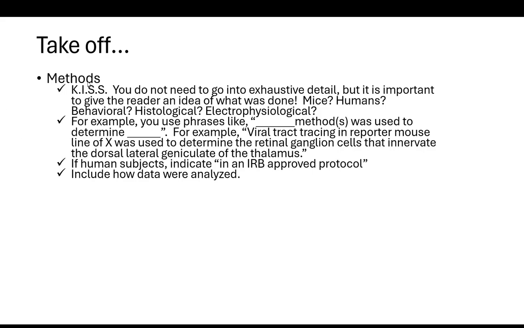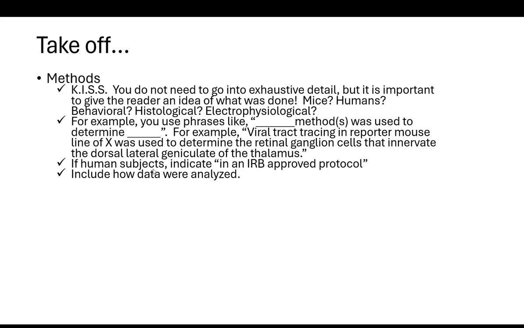So you want to give a couple of methods using the KISS method. Keep it simple, stupid. You don't need to go into exhaustive detail, but you want to give the reader an idea of what was done. Did you use mice or humans? Was this behavioral, histological, electrophysiological? For example, you might use phrases like, blank method was used to determine blank. Like viral tract tracing and a reporter mouse line of X was used to determine the retinal ganglion cells that innervate the dorsolateral geniculate of the thalamus, right? So this is jam-packed. There's a lot of data here, but it's also rather simple. I'm not going into every single step that I did, right?